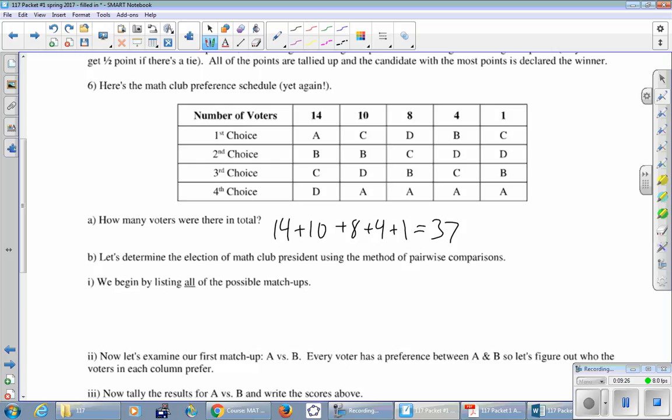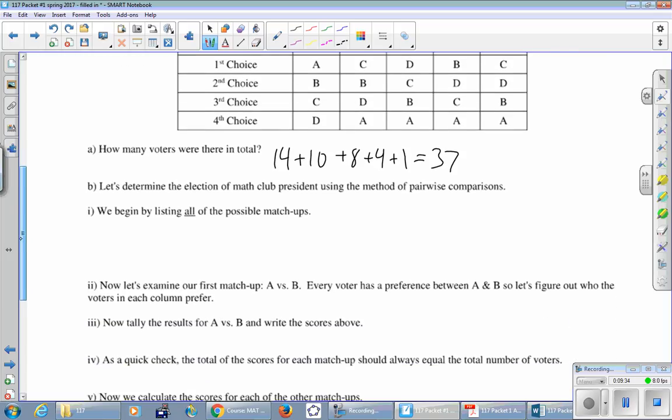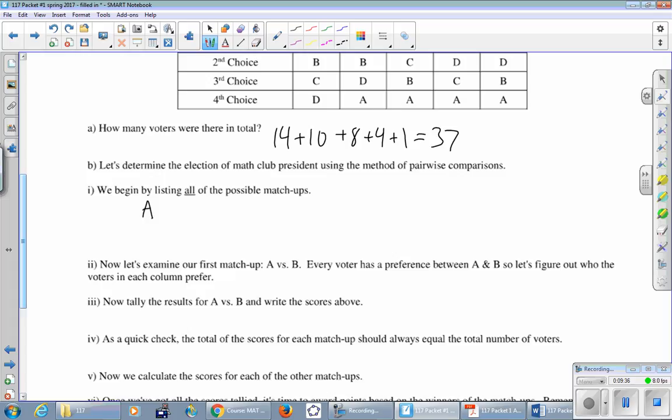Let's determine the election of Math Club president using this new method of pairwise comparisons. We begin by listing all of the possible matchups. So, for example, we could have A versus B, or A versus C, or A versus D. Those are all the head-to-head matchups involving A. So let's move on to the ones involving B.